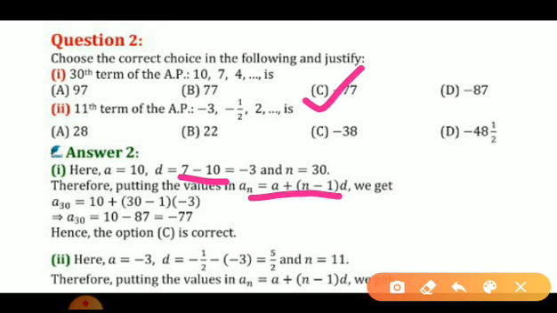Now even though this question is an MCQ, we cannot directly guess. We have to solve it and then get the answer. Is this clear?